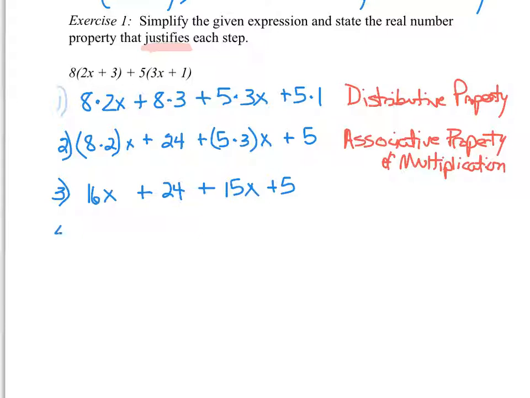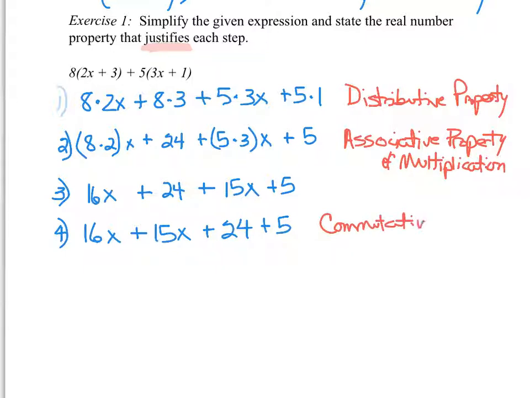Now the next thing that I'm going to do is notice that I have like terms. When I have like terms, I want to be able to group them together. That tells me that I want to rearrange the order. So looking at this pair right here, if I rearrange the order of these two terms, then my x's will be next to each other and my constants will be next to each other. So I'm going to rewrite this as 16x plus 15x plus 24 plus 5. The justification there, when I rearranged the order, used the commutative property.